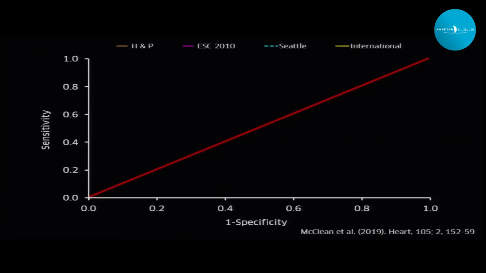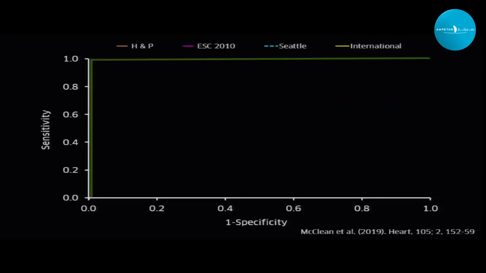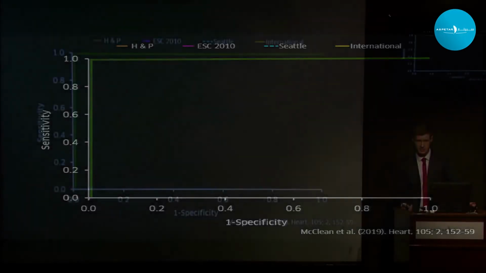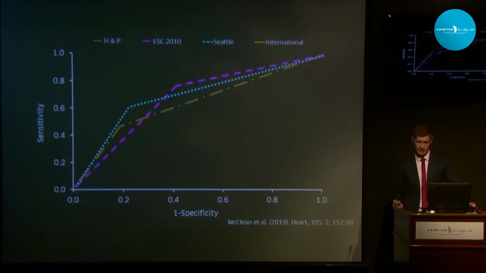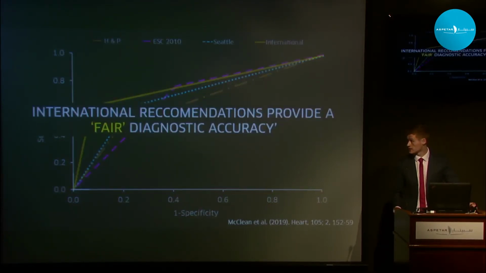And what we all strive to achieve is a test like this. But this is, as we can appreciate, difficult in medicine. In this test, every time it says normal, no heart condition. Every time it says abnormal, heart condition present. But what I want you to distinguish, once we're looking at these different criteria for ECG interpretation and indeed the health questionnaire and physical examination, is that the more space underneath the curve, the better the test is. So if we compare them, we can see that our international recommendations are superior here, giving us a fair diagnostic accuracy.